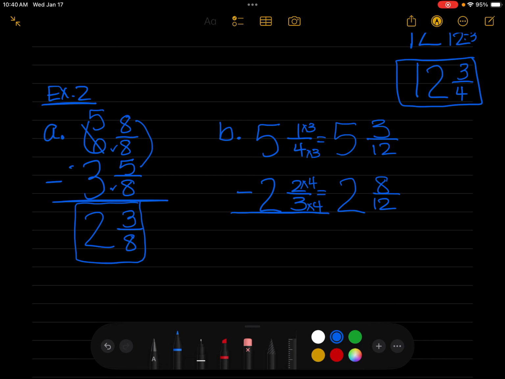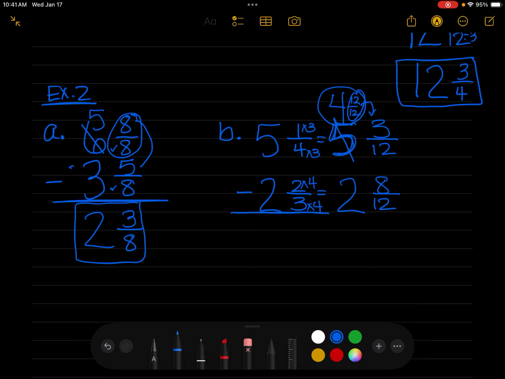So I'm going to borrow from the 4. That's going to make it 3. And then how I decide what I'm going to borrow here is the same way I did here. So that one that I borrowed is going to be 12 over 12 because this is 12. So see how this 3 and 12 over 12 equals 4? Okay, so now I'm going to put that 12 over 12 with the 3 over 12.